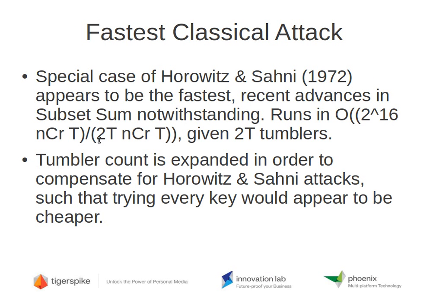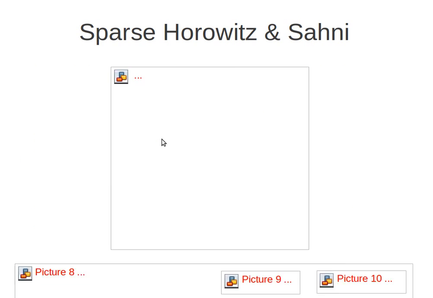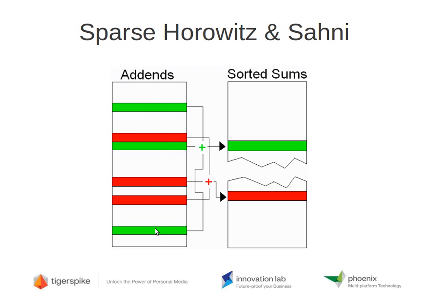Oh, and by the way, the denominator here, 2T NCR T, or 6 NCR 3 in this case, is because there are 6 combination 3 ways, in this case, of discovering this set of 6 rings. Because, for example, we could have found this sum here and this sum here, right? There's a lot of different ways that that could occur. So we need to divide by that.